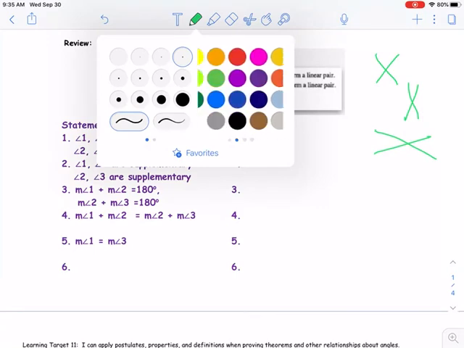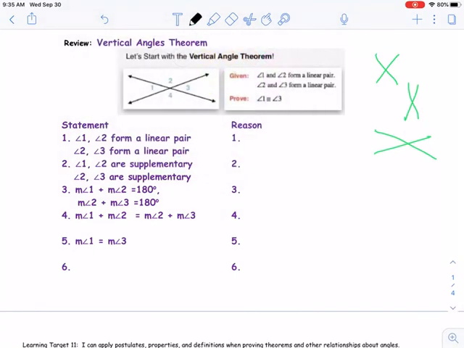Anyways, let's dive in. All right, angle 1 and angle 2 form a linear pair. Angle 2 and angle 3 form a linear pair. So basically it's just saying we have some linear pairs. 1 and 2 is a linear pair. We can just tell by looking at the picture, but it's given.